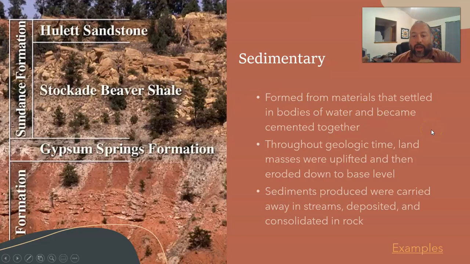And so throughout geologic time, land masses were uplifted, and then they were eroded down to the base level. So basically, you got things pushing up, and then they get eroded away, and then all of that consolidates somewhere else. It gets carried away in streams, usually, gets deposited, and then sinks to the bottom and consolidates into rock. And so I've got another video about that process if you just press pause and take a look.